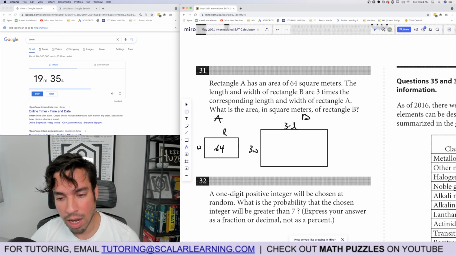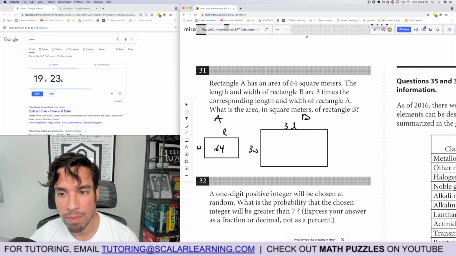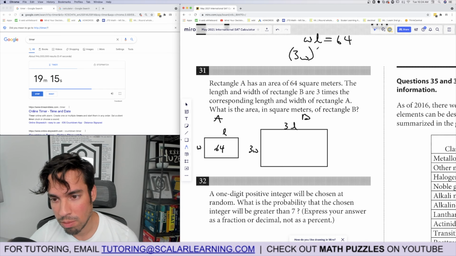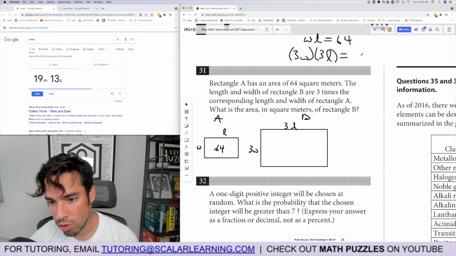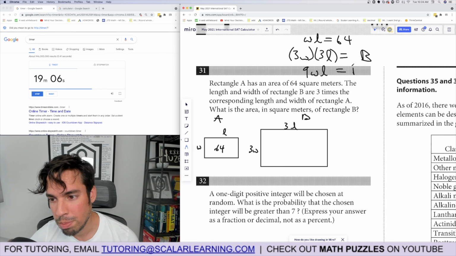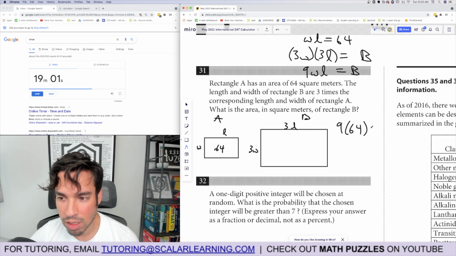I know the shortcut is I basically square the multiplier of the sides, which is 9, and it's 9 times that as the answer, but I'm going to show you a different way to do it that's a little bit more practical, and you don't have to know that trick per se. So first I'm going to set up an equation, length times width equals 64. Then for this one, it's 3 width times 3L equals the area of B. Well, let's multiply these, and it's 9WL equals B. I know that WL equals 64, so I substitute, which is basically what I said before.